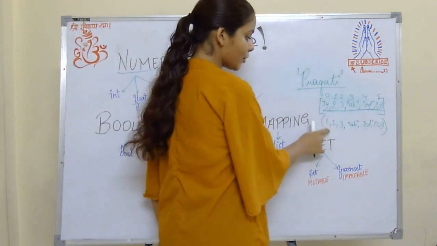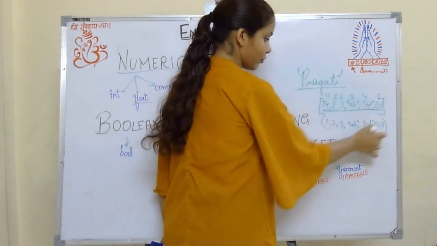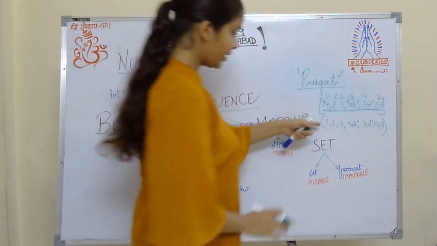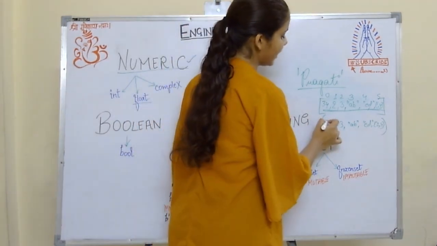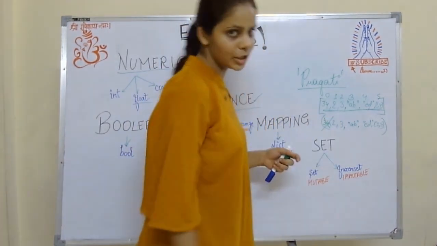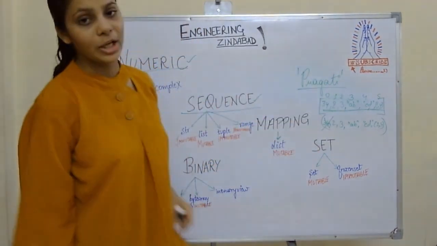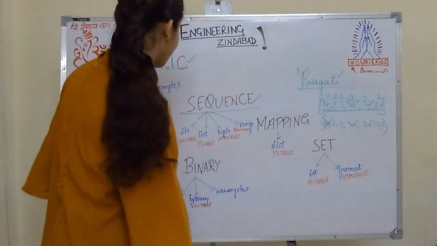But when we talk about a tuple, this round bracket one, here if we try to do so, we will get an error. This is not possible in a tuple. So this is immutable. Immutable means that it can't be changed.